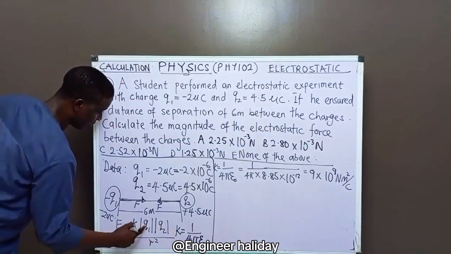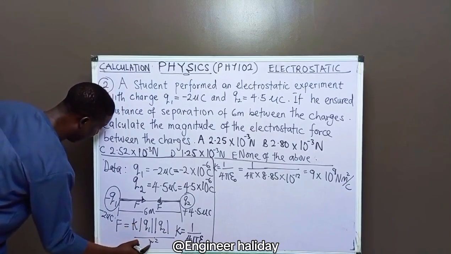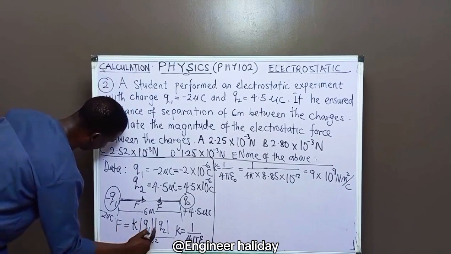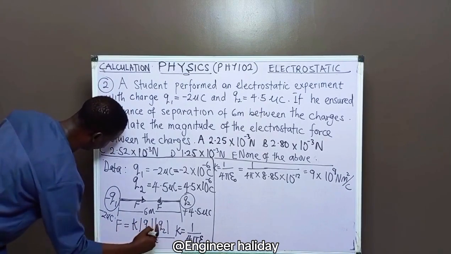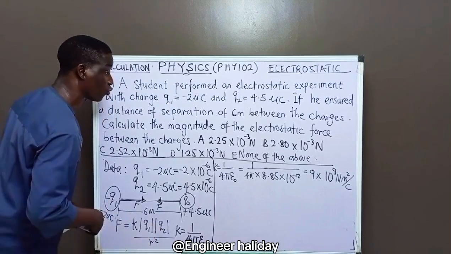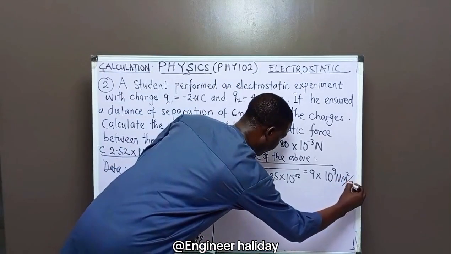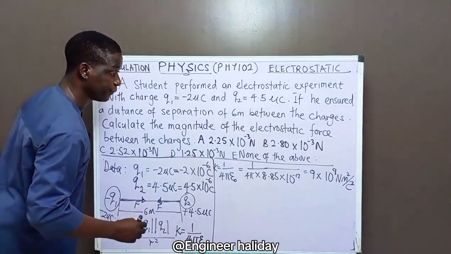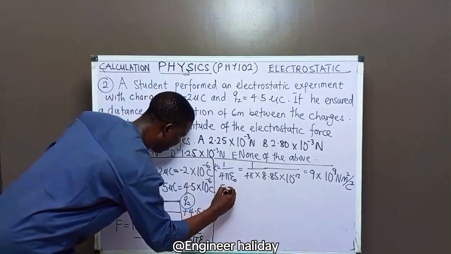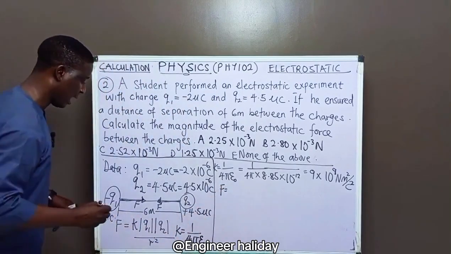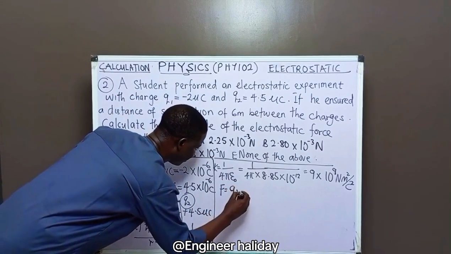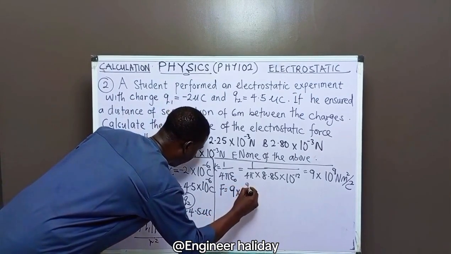Because if you make K the subject of the formula here, this R square will go here to multiply force. Force is in Newton times meter square, divided by coulomb. Q1 and Q2 are in coulomb, so coulomb times coulomb equals coulomb square. Now let's go on. Let's put our parameters into that formula. We're going to have F equals K, and our K is 9 times 10 raised to the power of 9.